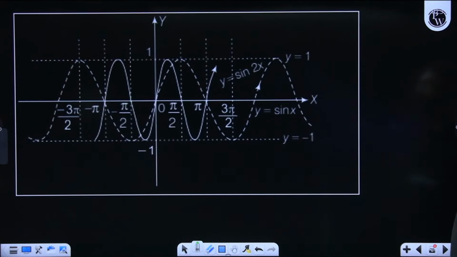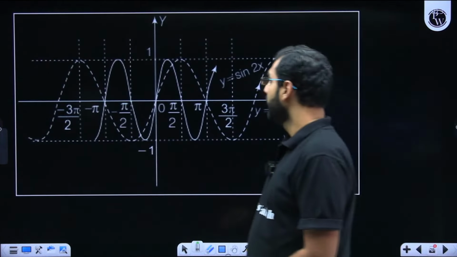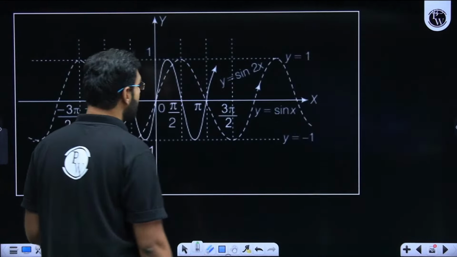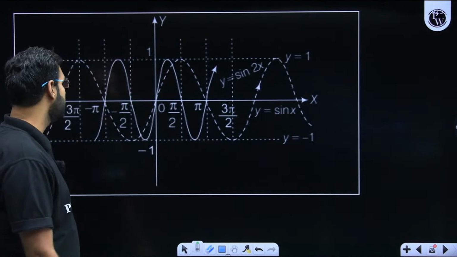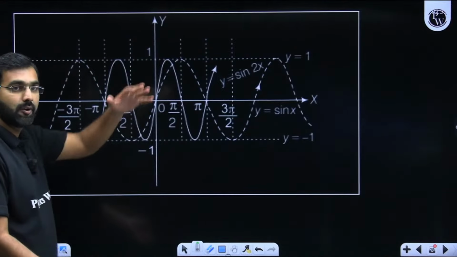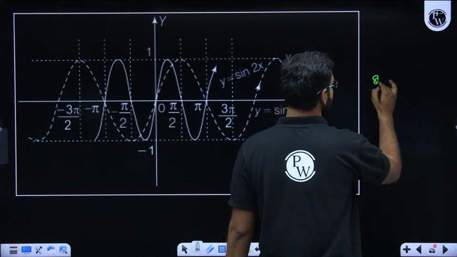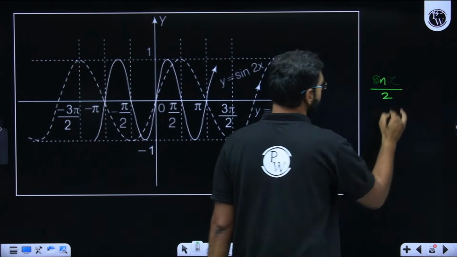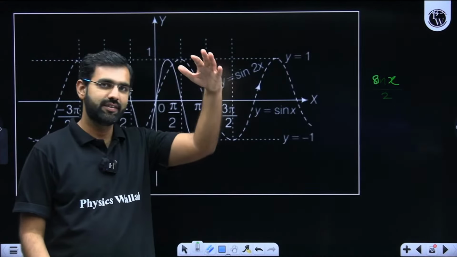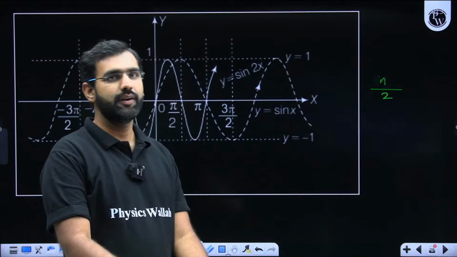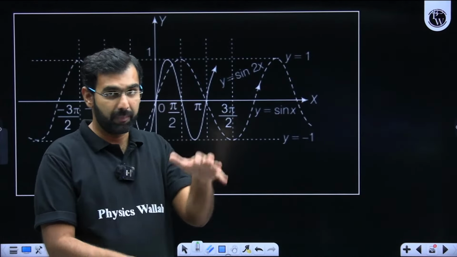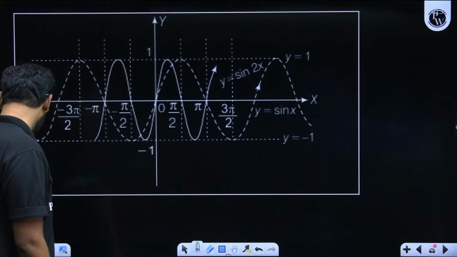From here, when I go ahead, the next one is, let's say if sin x is divided by a certain value, in that case it will be compressed. I hope you're understanding it. Let's say you are given the graph of sin x, but you are drawing the graph of sin x by 2. In that case, the range will be from minus 1 by 2 to 1 by 2. So there it gets compressed. I hope you are getting it very clearly.